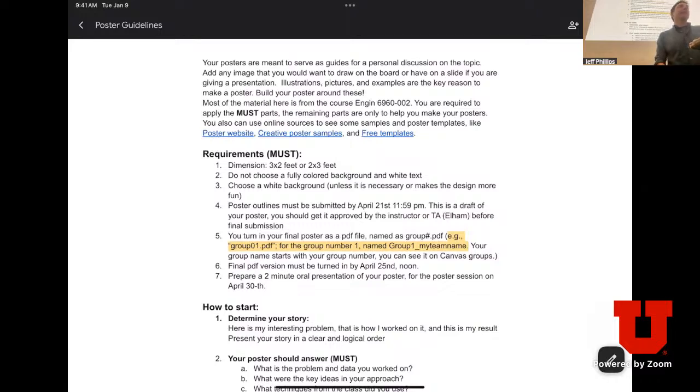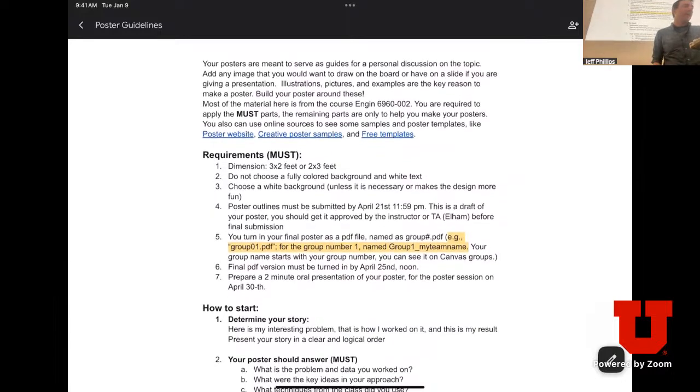Then on the day of the poster session, they will all be there with easels in the hallways of the Merrill Engineering Building. And we will be there to have the poster session. The dimensions can be 3 feet by 2 feet or 2 feet by 3 feet. You can have them long and tall or so wide. And then there are some guidelines on here.